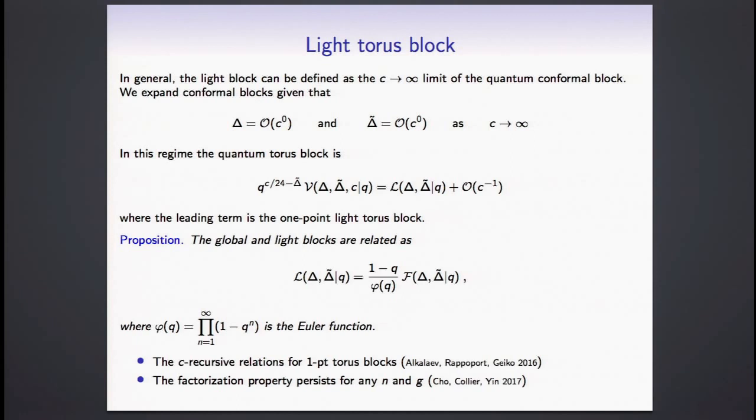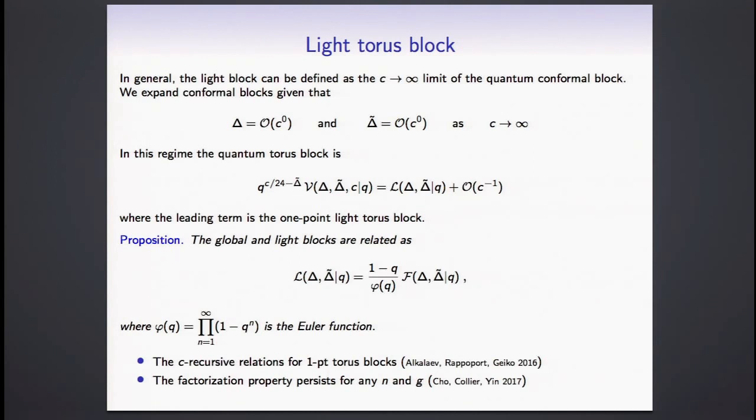So this leading asymptotic is the light block, and the most important thing about the light block and the global block is that they are related to each other by a relation of this kind, where function phi is the standard Euler function, which defines in particular the Virasoro character. And having this prefactor 1 minus q says that the global and light blocks differ by this prefactor, which is a truncated Virasoro character. Okay, a few comments are in order.